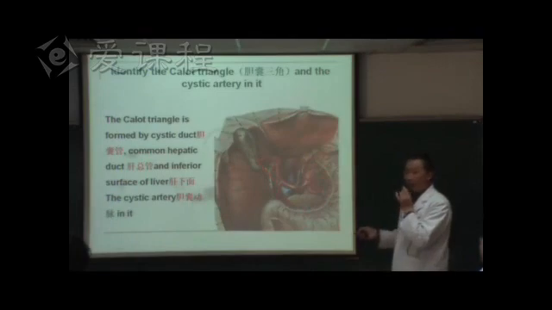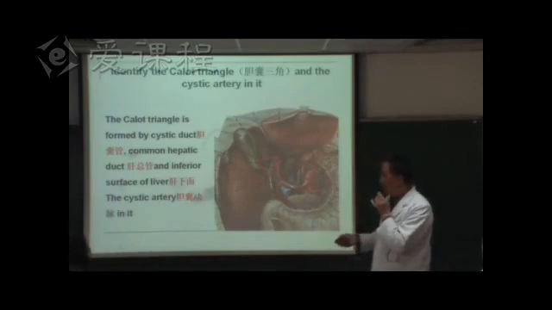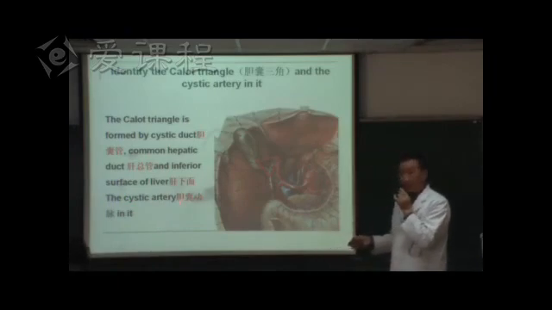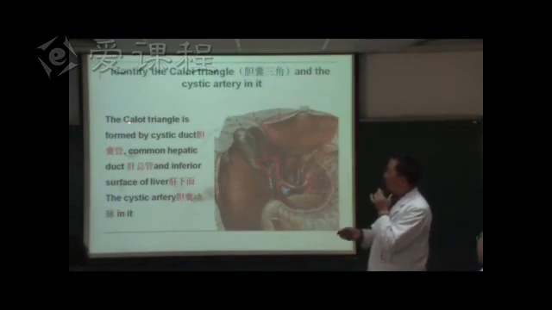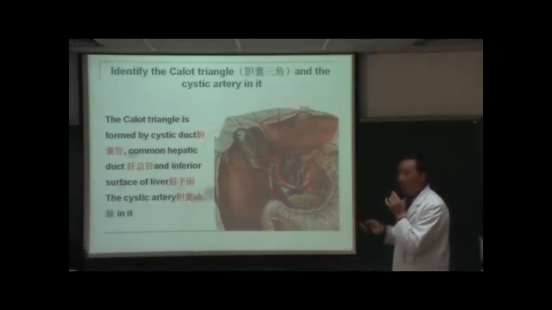Within this triangle goes the cystic artery. Read the artery, cystic artery. Remember the formation of the Calot triangle by three structures.